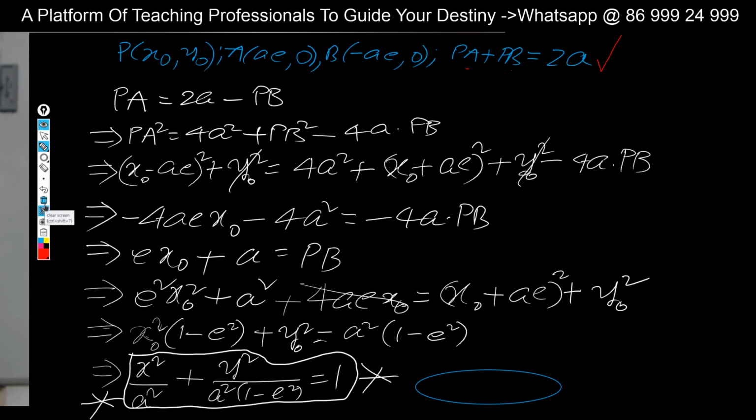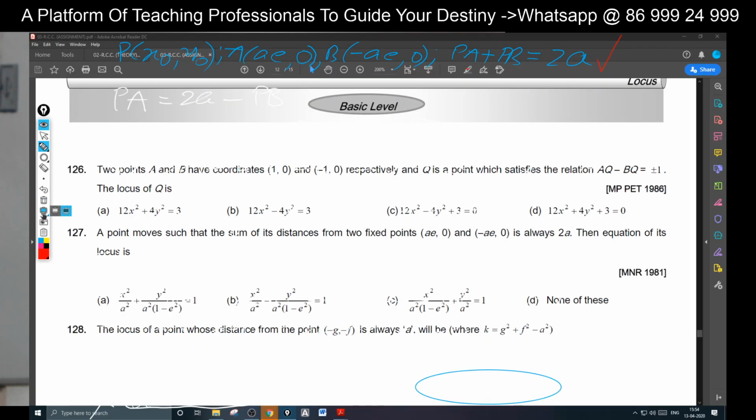Okay. So this is the ellipse, please. So let us understand the option here. It is x square by a square into 1 minus e square plus y square by a square equal to 1. So option C, please. This is option C.